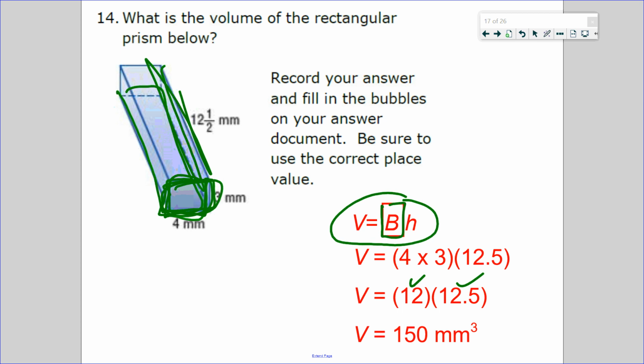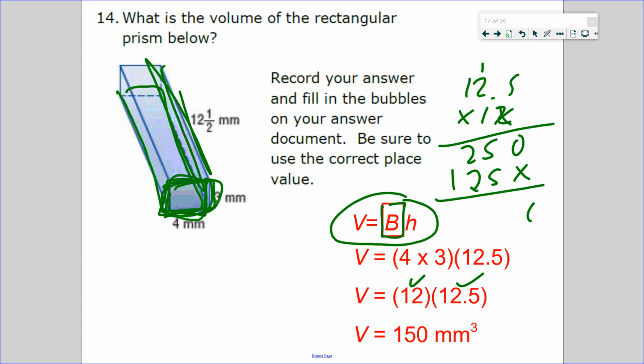If you multiply 12.5 times 12, 2 times 5 is 10. Carry 1. 2 times 2 is 4 plus 1 is 5. 2 times 1 is 2. Cancel. 1 times 5 is 5. 1 times 2 is 2. 1 times 1 is 1. It adds up to 150 cubic millimeters. And that is how you do volume. So get ready for your test tomorrow. Good luck, guys.